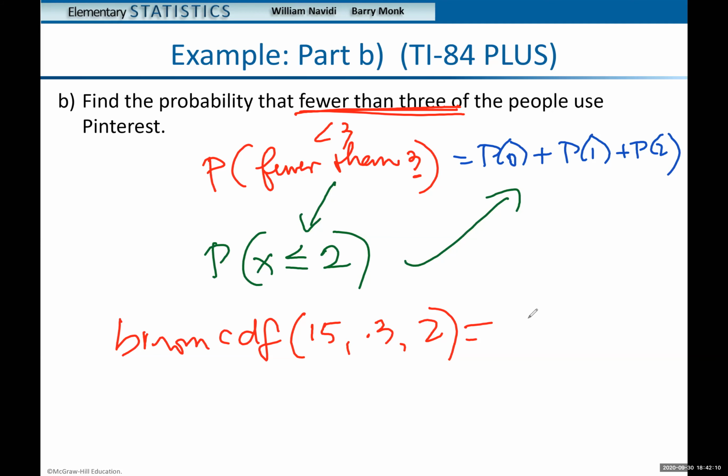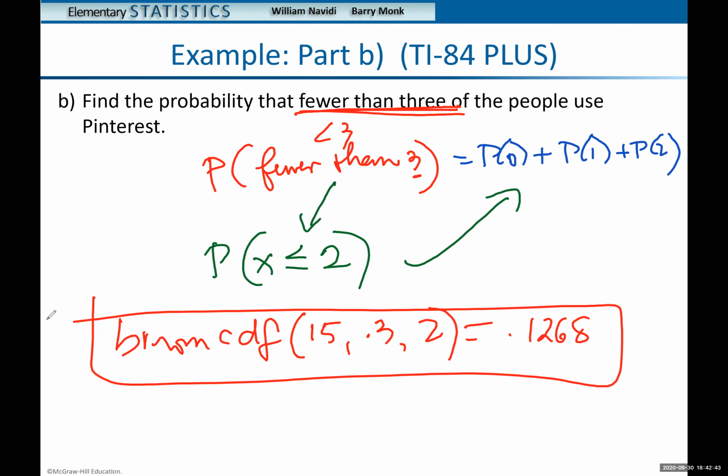So use your calculator, second vars, binom CDF, then number of trials 15, probability P is 0.3, X is 2. What is the answer? So 0.1268. Did you get the same thing? Yes, yes. All right, very good.